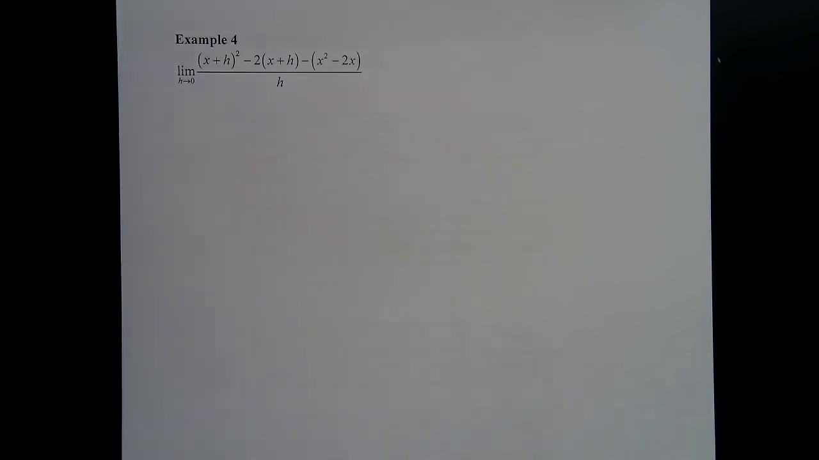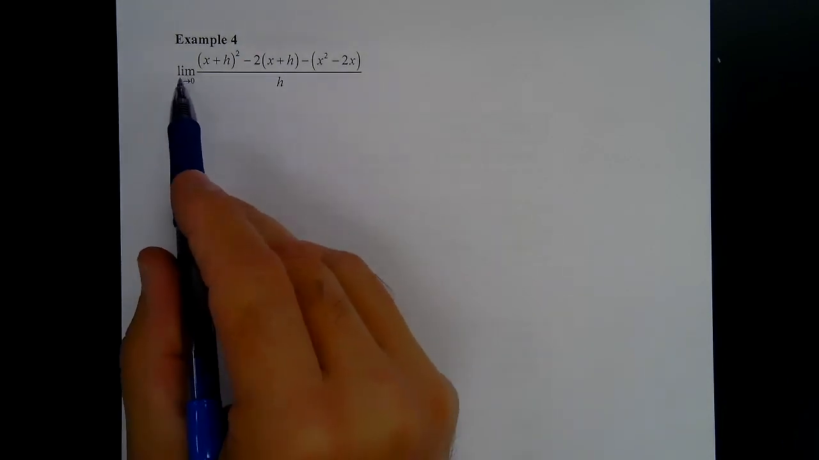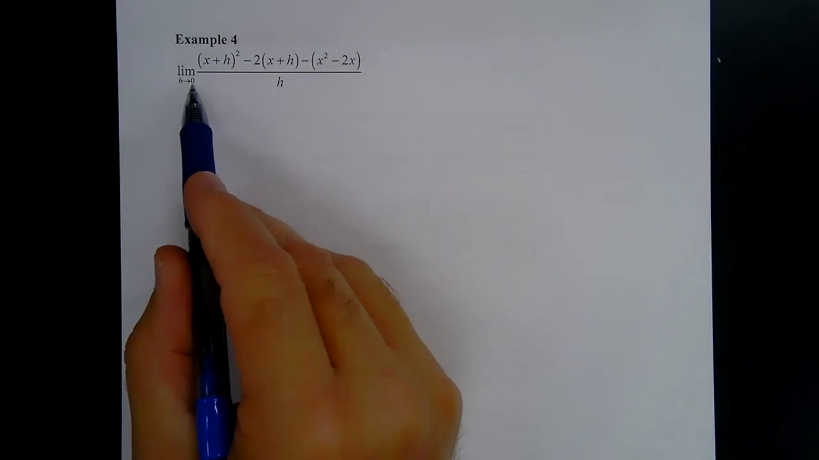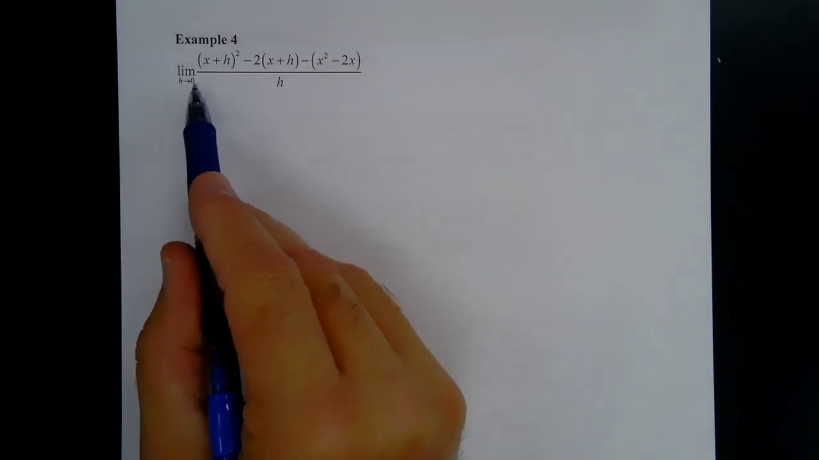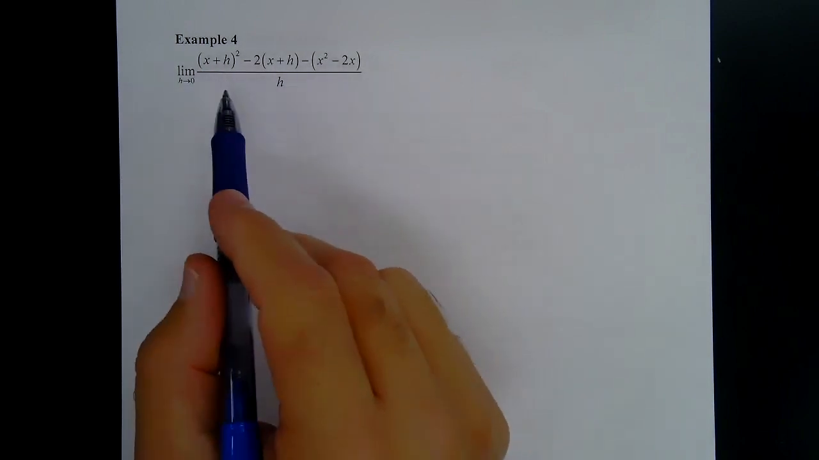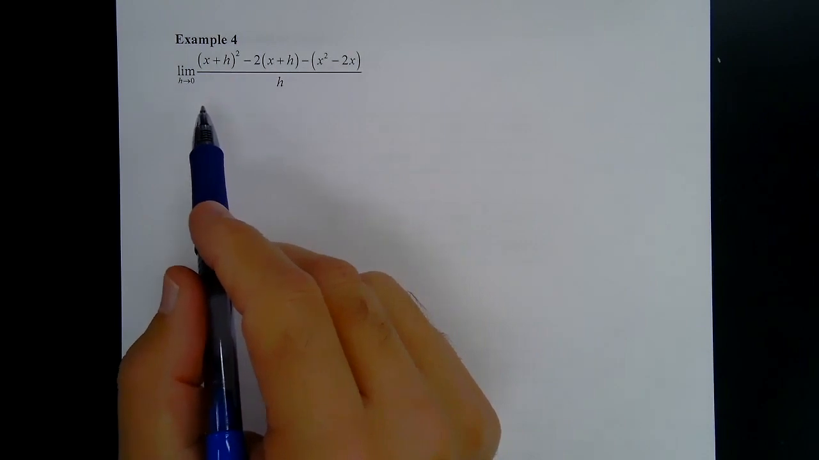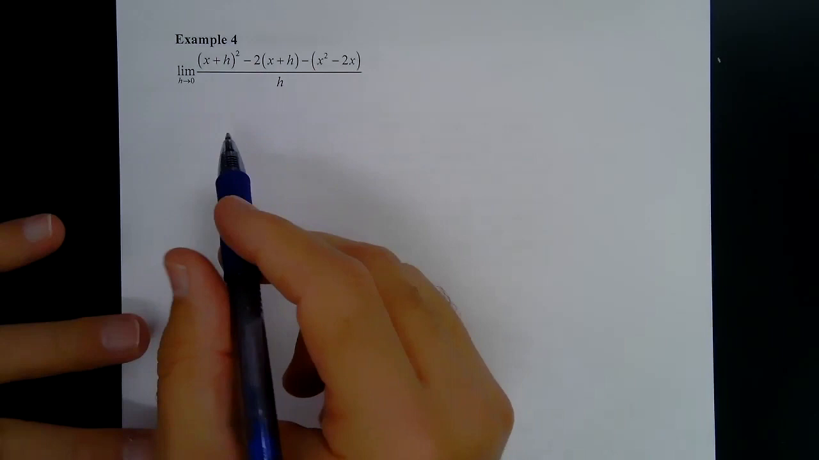So on this next problem, what can we do? And we've got to read this carefully. This is saying h is getting closer to 0. This is not saying x is getting closer to 0. This is saying h is getting closer to 0. So in this expression right here, what we need to do the direct substitution with is h. So we're going to put 0 for h everywhere, okay?